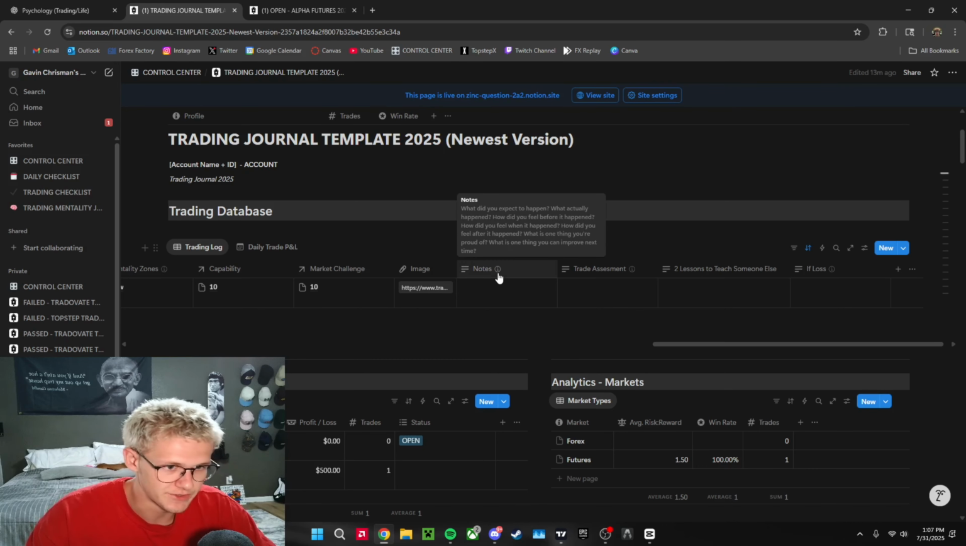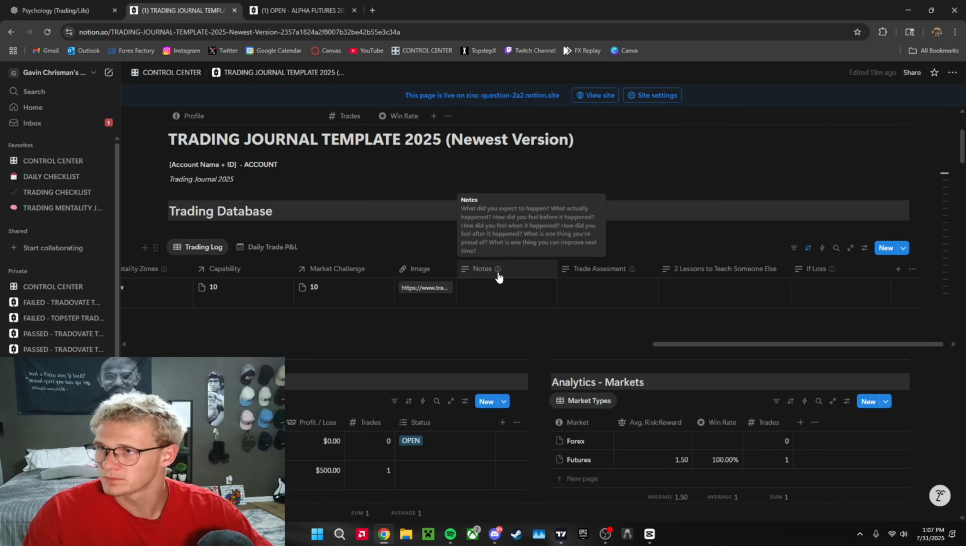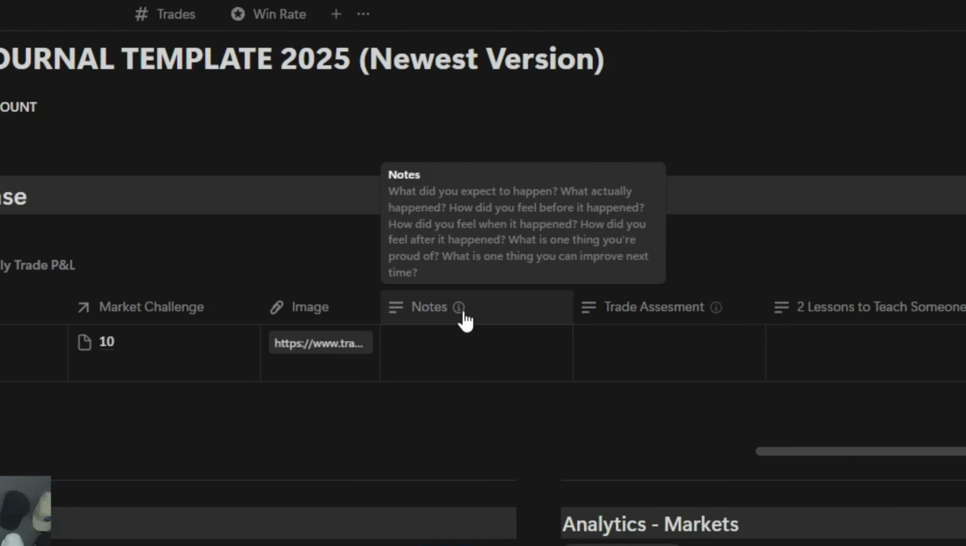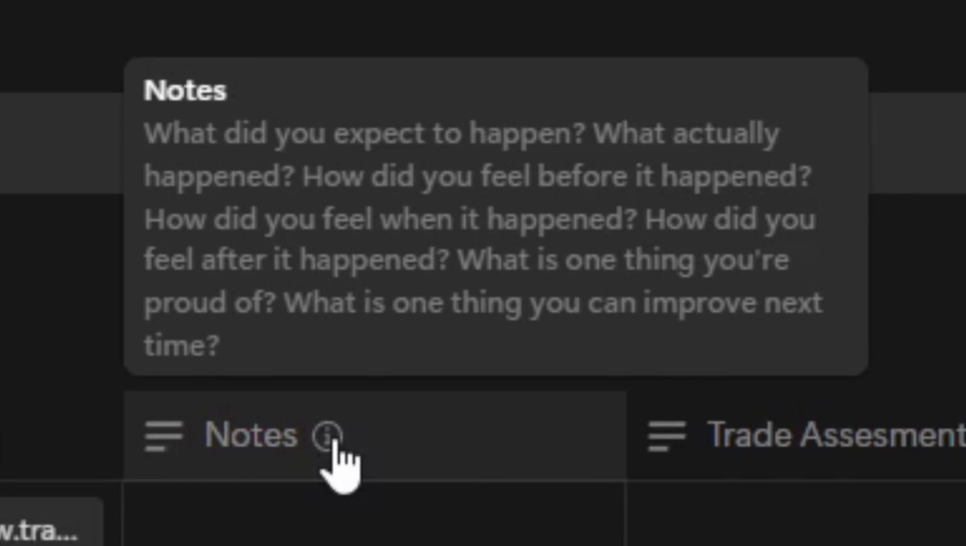The next section is going to be the notes section. This is important because this is where you can go at it. You can be yourself. You can freely talk to yourself, freely journal everything that happened in your trade. There's a good little guideline here. If you look at this little information section, basically there are some questions you can ask yourself to make it a little bit easier if you don't know what to write down.